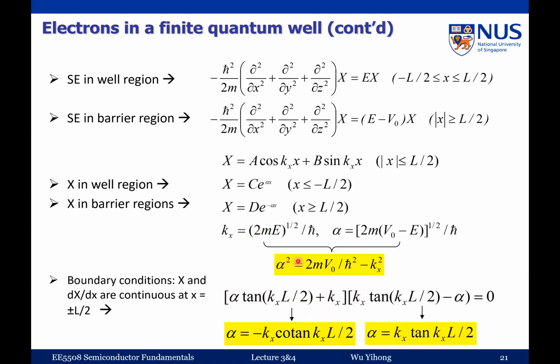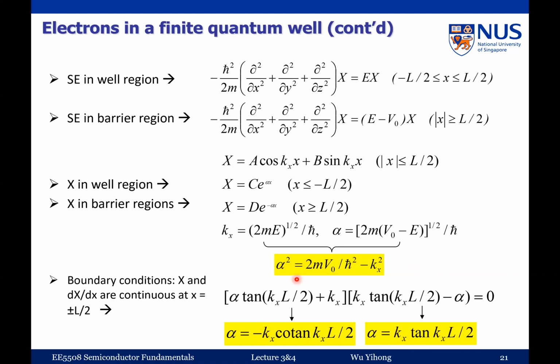If you look at these two and compare with this one, you can see that alpha is a function of kx, right? And here alpha is also a function of kx. So remember what we are looking for. We are looking for the dispersion, right? The dispersion. This means E as a function of kx.